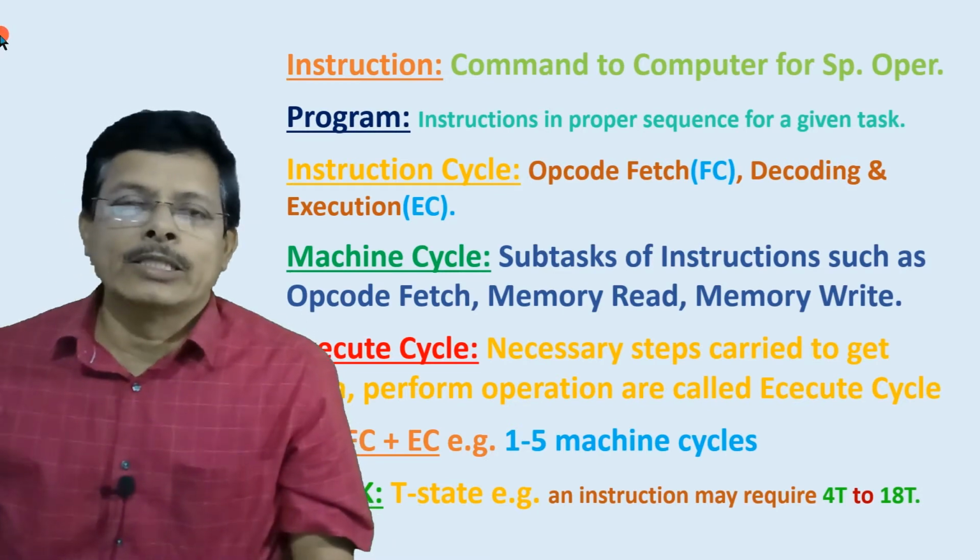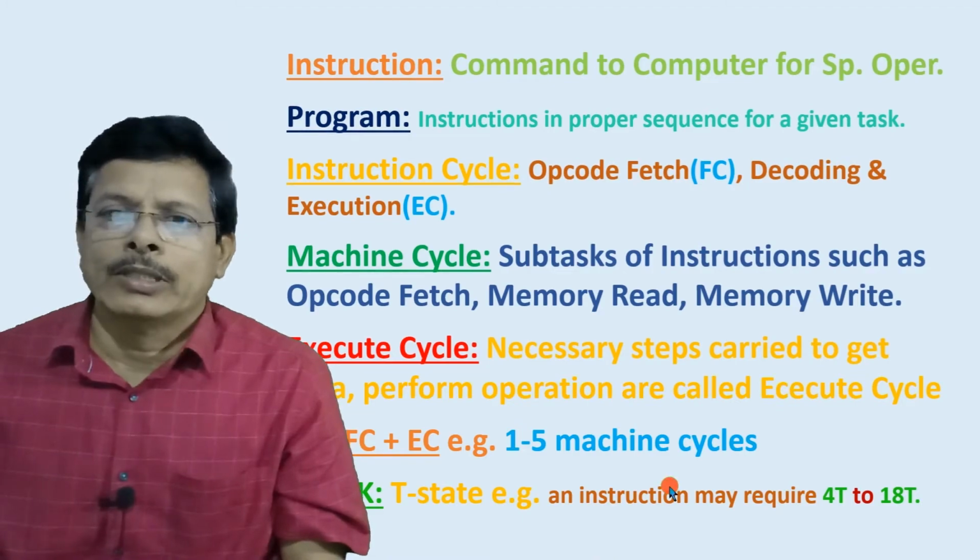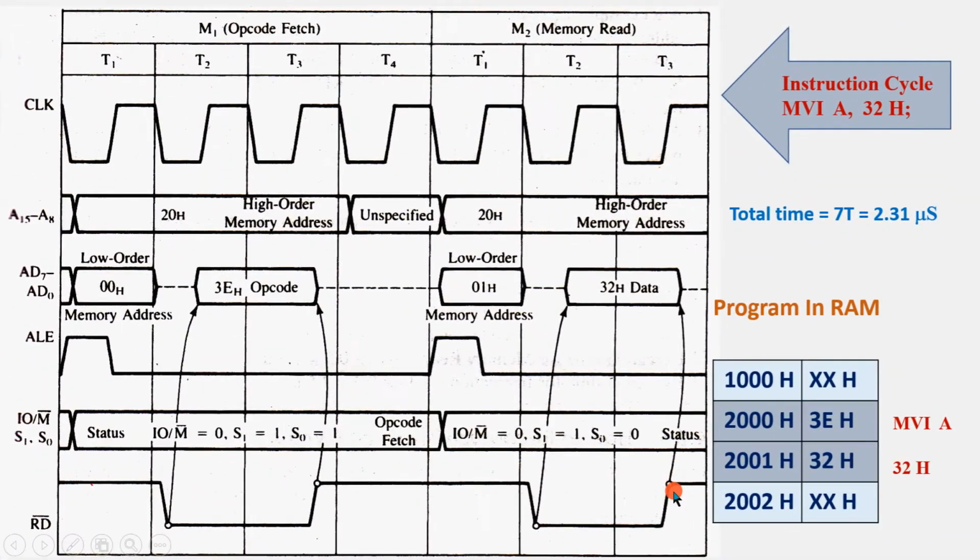Okay, so let us consider one example. I'm giving one example here, the instruction MVI, that is move immediate, accumulator, 3-2. See, this is the instruction. The purpose of this instruction, MVI: something is to be moved to the accumulator, and what is to be moved is given immediately after this opcode.